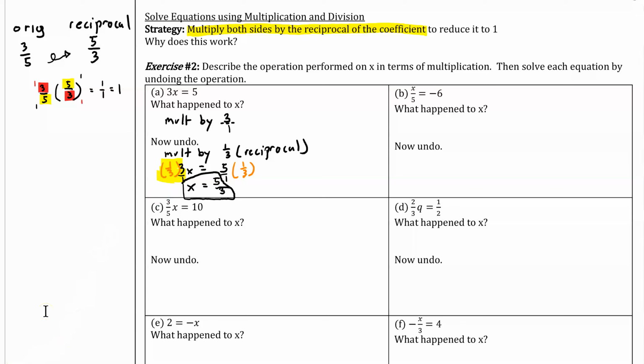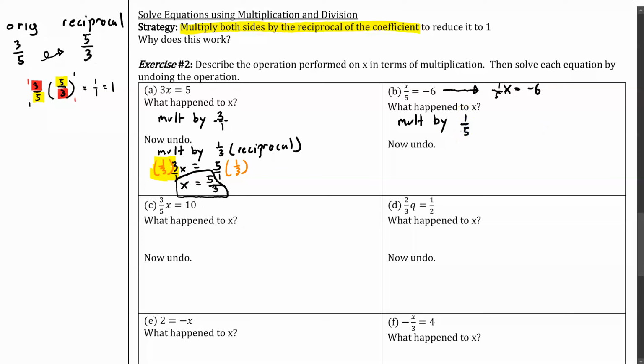So part B, we have x over 5 equals -6. So for a problem like B, I want you to get used to thinking of this as 1 over 5 times x equals -6, right? Usually what's happening is because 1 times x is simply x, we can write the x in the numerator. And you don't have to write it as fraction times x every time, but some of you do need that as a tool. So what's happening to x is it's being multiplied by 1 over 5. So the way that we can undo this is to multiply by the reciprocal. So to undo it, we'll multiply by 5/1.